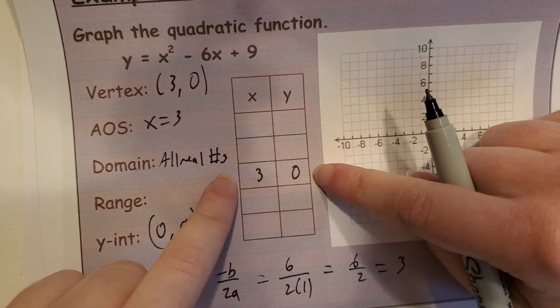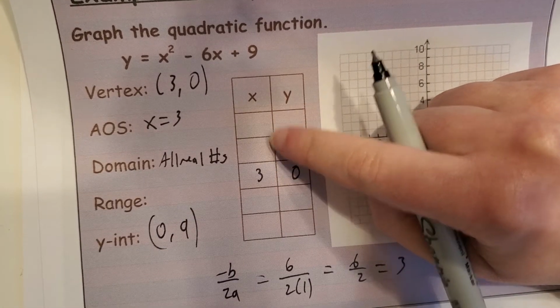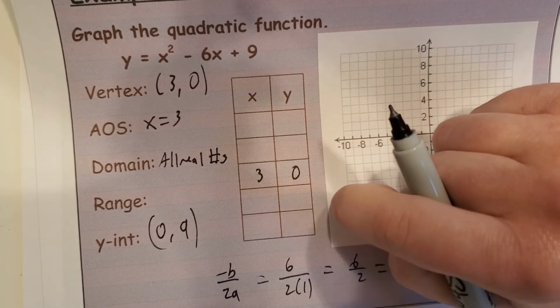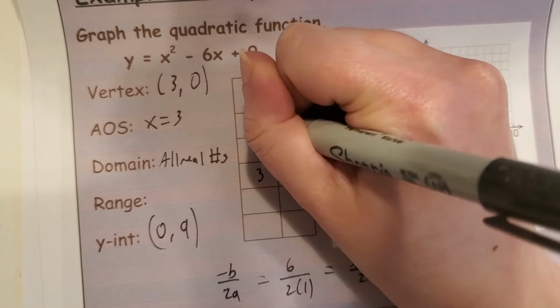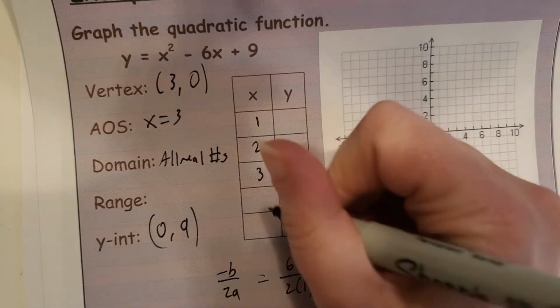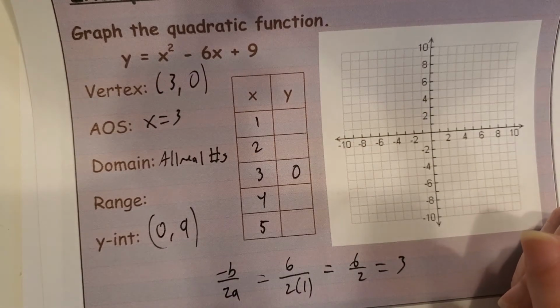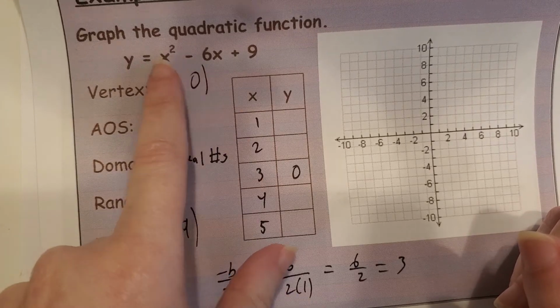So what this allows us to do is then we're allowed to pick any two x values that are smaller than 3 and any two x values that are bigger than -3. So I'm just going to go in order. I'm going to go 3, 2, 1, and then I'm going to go 3, 4, 5. All right? Now, in order to figure out the y values, we're going to have to do a little bit of work.